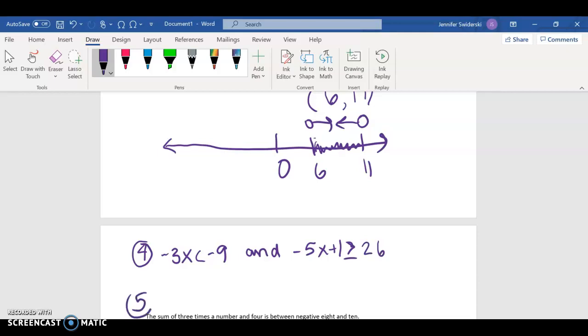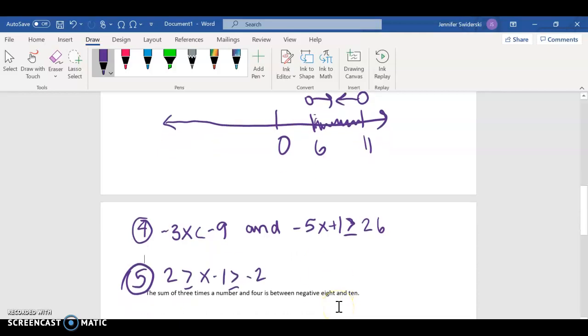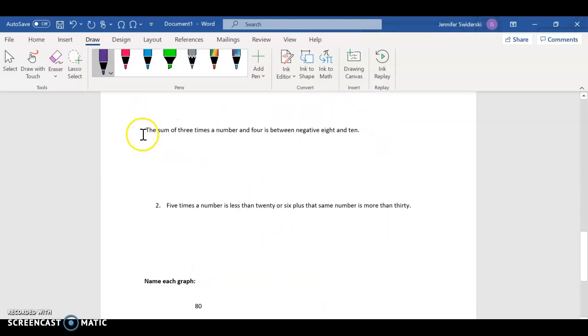And then I'm going to have you guys also do number 5, which says 2 is greater than or equal to x minus 1, which is greater than or equal to negative 2. So I'm going to have you guys do those on your own. I want you to graph them and do the interval notation for those as well. And then I'm going to hop in down below on this next word problem.